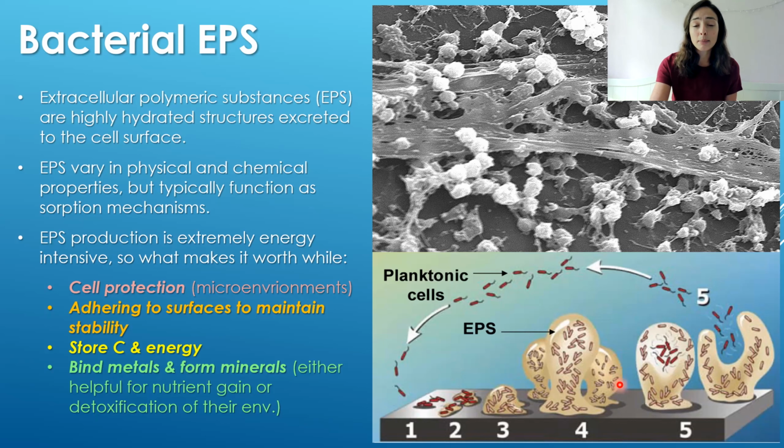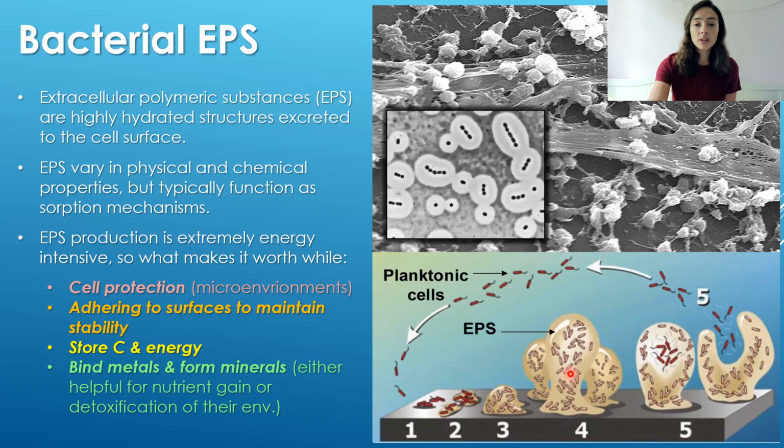the EPS can encapsulate bacterial communities or even individual organisms and protect them in a way that maybe their external environmental conditions aren't super favorable, whether it be solution pH, temperature, etc. They can kind of make their own little community environment or just singular environment with their EPS excretions. They can also use EPS to adhere to surfaces to maintain stability. They can also store carbon and energy by excreting EPS and living within it.